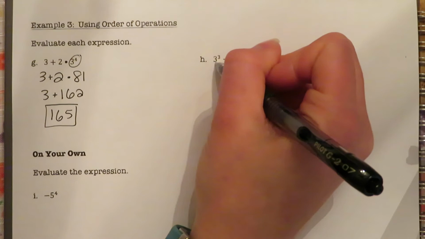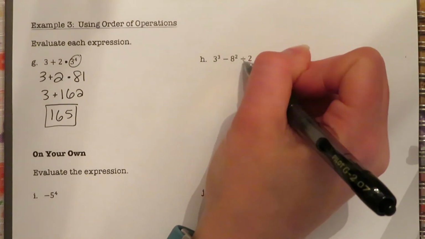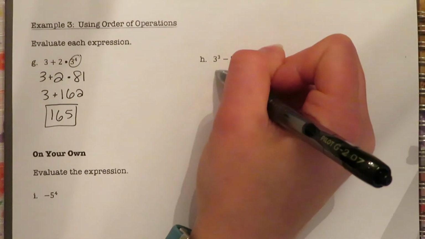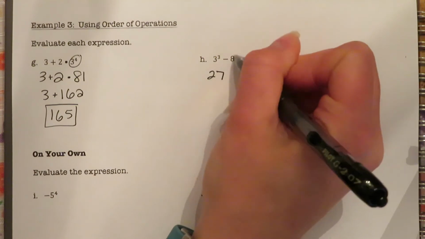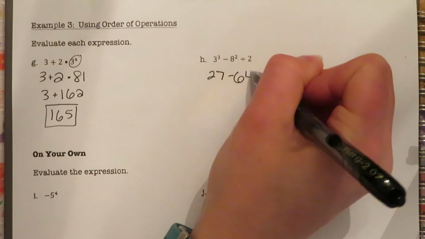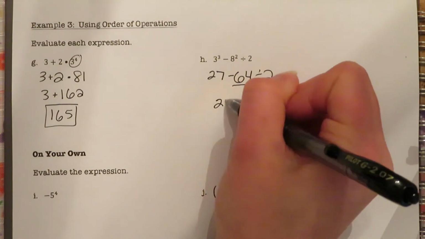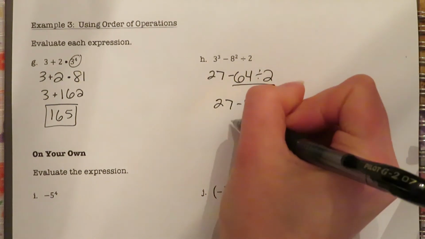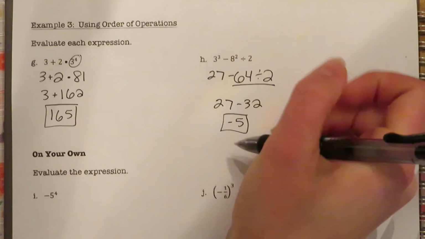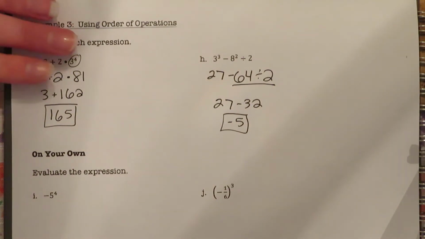Letter H. 3 to the 3rd minus 8 squared divided by 2. I'm going to start with 3 to the 3rd, which is 27. Minus 8 squared, which is 64, divided by 2. I'm going to divide these two, so 27 minus 32, which gives me the answer of -5. All right, go try the next 4.